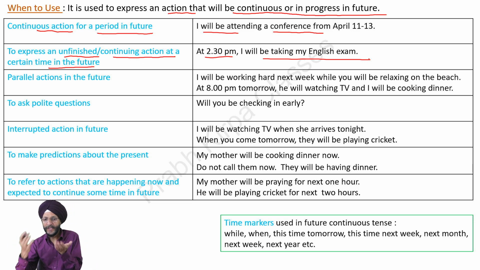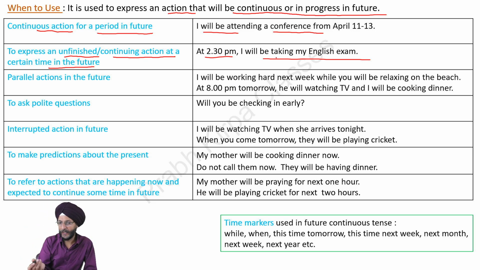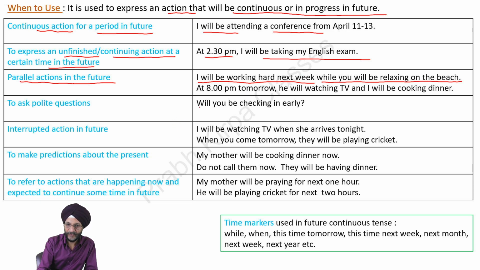That is, someone may ask you, will you be free tomorrow? You may say, no. At 2:30 p.m. I will be taking my English exam. There may be instances when we have to talk about parallel actions in the future. For example, I will be working hard next week while you will be relaxing on the beach. Another example, at 8 p.m. tomorrow, he will be watching TV and I will be cooking dinner.